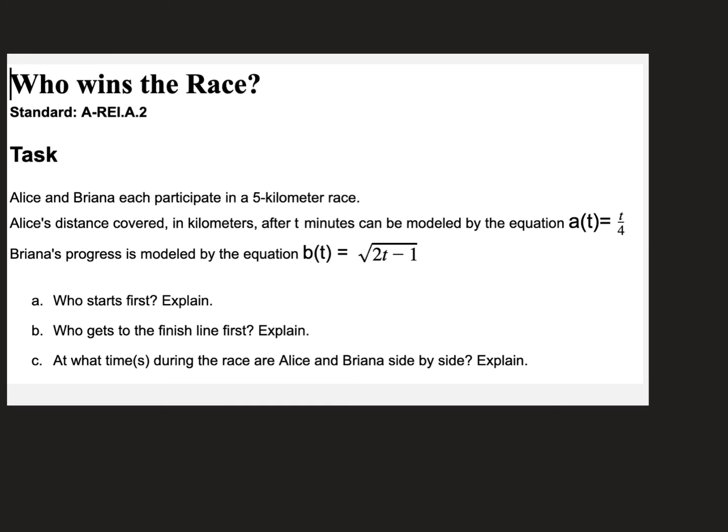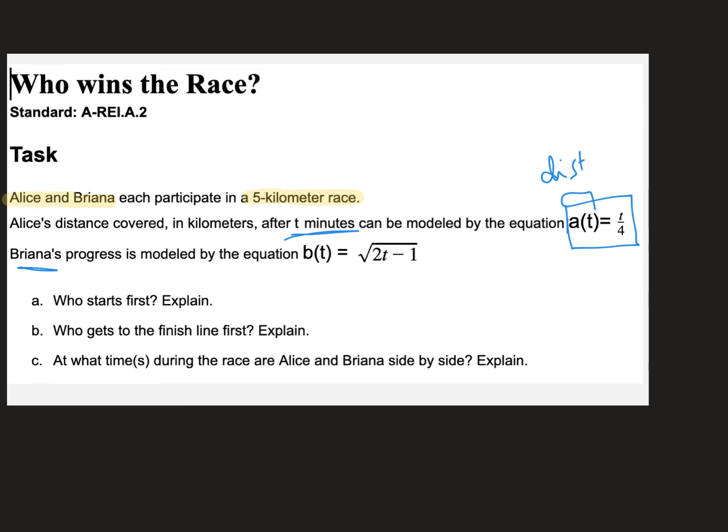So this is your classwork assignment. Who wins the race? Alice and Bianca each participate in a 5-kilometer race. Alice's distance covered in kilometers, this is her distance, and T is the minutes, is A of T equals T over 4.